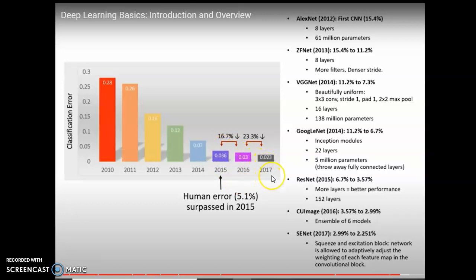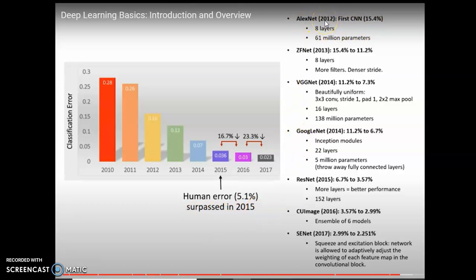In 2017, 0.023. From 2015 to 2016 the improvement is 16.7%, and from 2016 to 2017 it is 23.3%. Human error is 5.1%, surpassed in 2015.